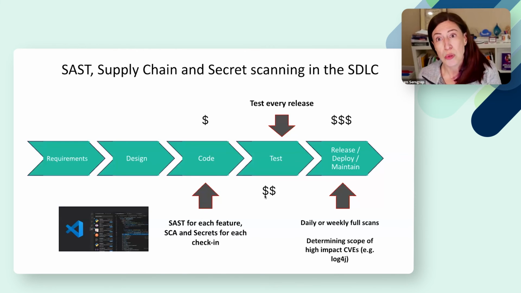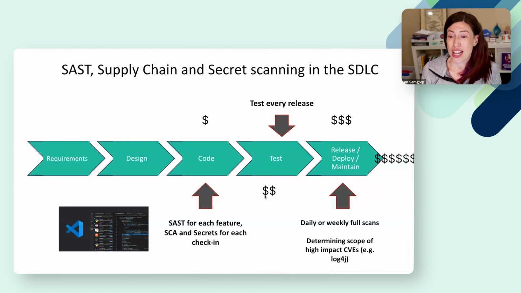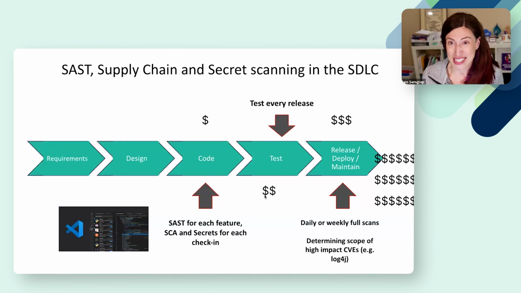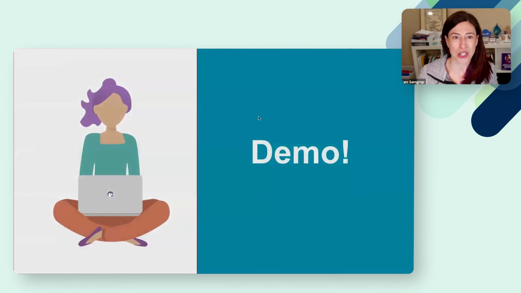Then after we've deployed it, that's way more work, so it costs way, way more. But if it's in production and a malicious actor finds it, it costs a lot and a lot and a lot of money. So ideally, we want to find these bugs and fix them as soon as we can. And with that, I'm going to do a quick demo.